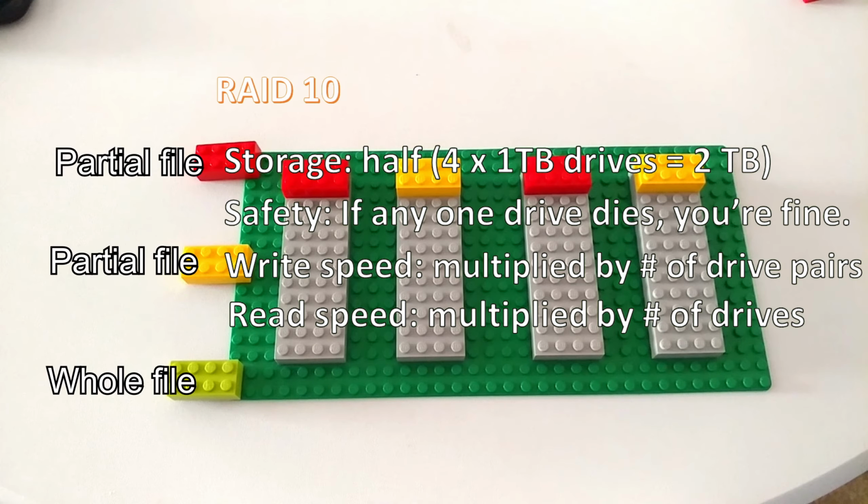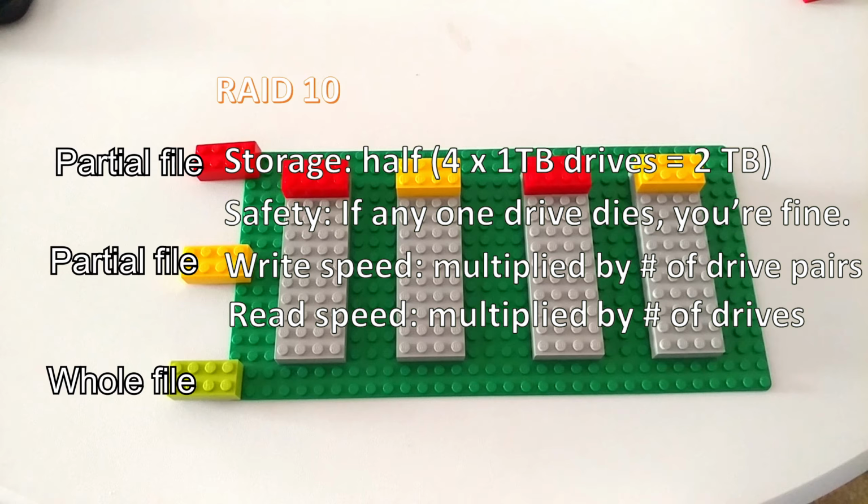With RAID 10, you can store half the capacity of all your drives. If you have 4 1TB drives, you can store 2 terabytes. If you have 6 drives, you can store 3 terabytes. You can lose 1 drive, and as long as you lose drives in the same pair, you should be fine as well. Your write speed is multiplied by the number of drive pairs, and your read speed is multiplied by the number of drives total.